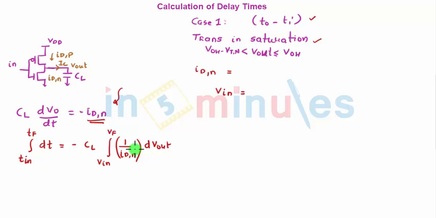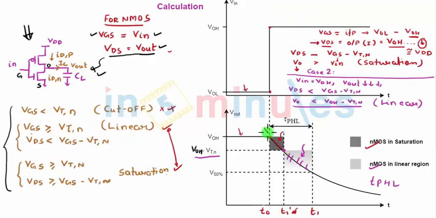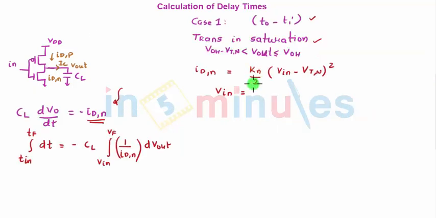So we know that the equation of ID in saturation region is nothing but Kn by 2 (Vin minus Vtn) the whole square. Vin is nothing but Vgs, correct? In this case, we just saw that when my output was just beginning to fall, my input was VOH, so I can put Vin equal to VOH, which reduces this expression to Kn by 2 (VOH minus Vtn) the whole square. Now let's put this in this general equation.